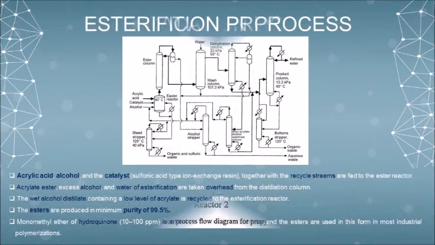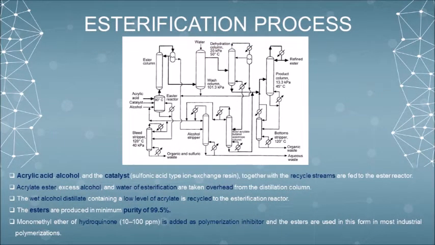The last one is the esterification process. This is the process flow diagram for the esterification process. Acrylic acid, alcohol and the catalyst, which is usually sulfonic acid, together with the recycled streams are fed to the ester reactor. The acrylate ester, excess alcohol and water of esterification are taken overhead from the distillation column. The wet alcohol distillate containing a low level of acrylate is recycled back to the esterification reactor. The esters are produced in a minimum purity of 99.5%.